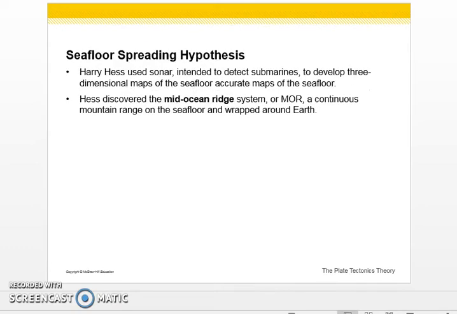So that brings us from Pangaea hypothesis to seafloor spreading hypothesis. Those are two different things, and you'll need to know the difference between the two. Harry Hess used sonar intended to detect submarines to develop three-dimensional maps of the sea floor and to make accurate maps of that floor. Hess discovered the Mid-Ocean Ridge System, or MOR, a continuous mountain range on the seafloor and wrapped around Earth.